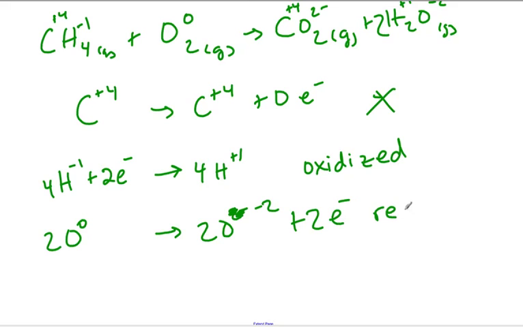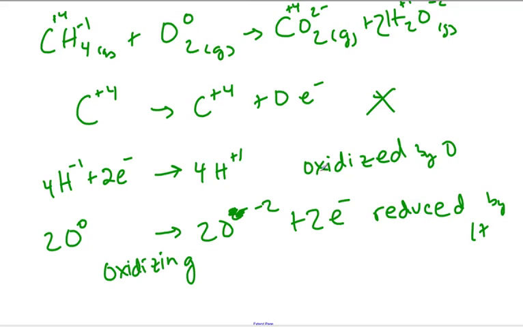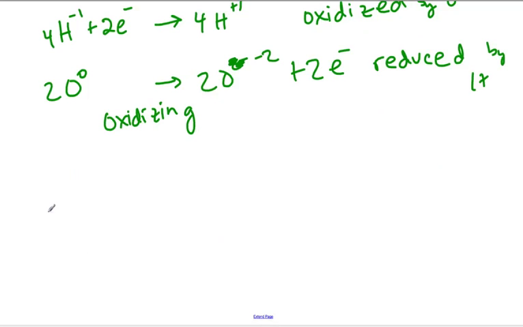So oxygen was reduced. But by what? Well, the 2 electrons here went to here. So oxygen was reduced by the hydrogen and hydrogen was oxidized by the oxygen. So if something's oxidized by something, that means that oxygen is the oxidizing agent, which means that it was the one that did the oxidizing of the hydrogen. Makes sense, right? We named oxidation partly after oxygen.